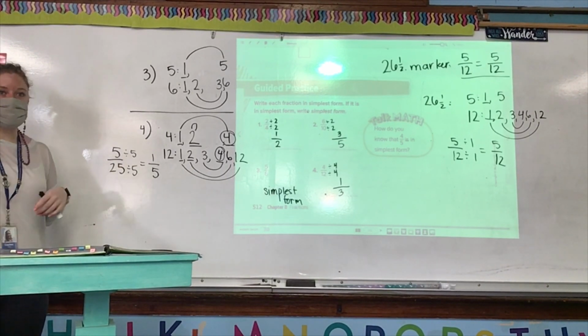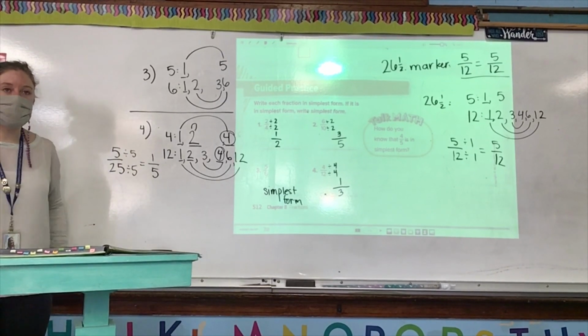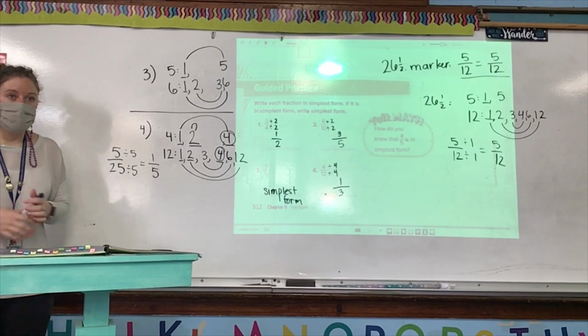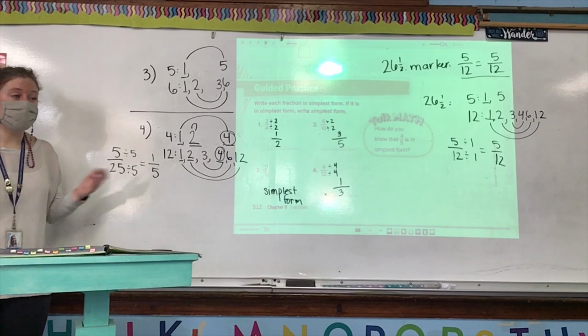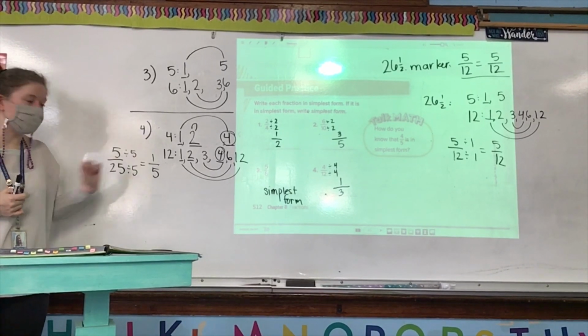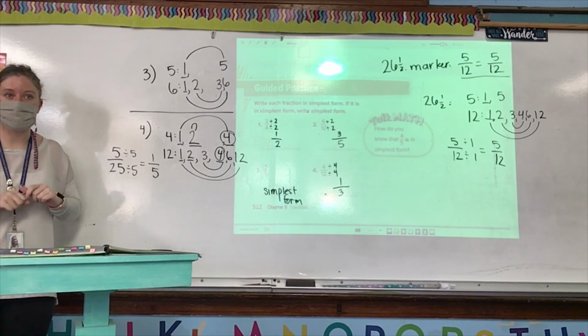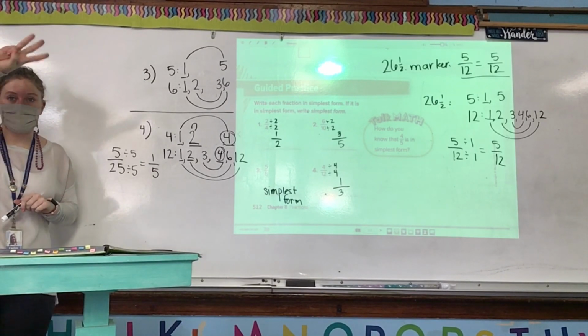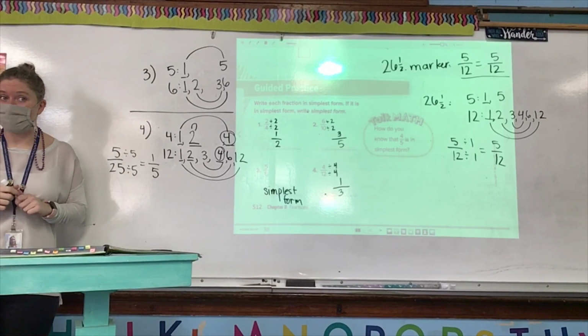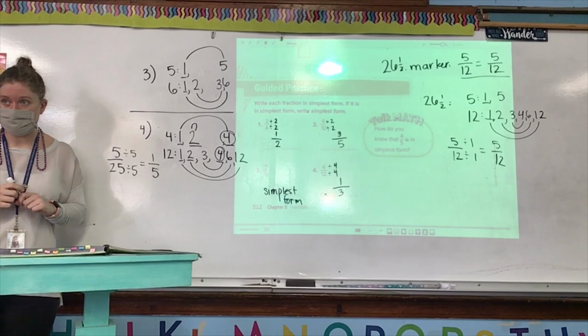Aaron, is 1/5 in simplest form? Yes. And how do you know? Because the numerator is 1. The numerator is 1. And if the numerator is 1, you don't even have to check, it's in simplest form. So there's your 3 clues. I hope you were listening. I will repeat them one more time, and that's it.